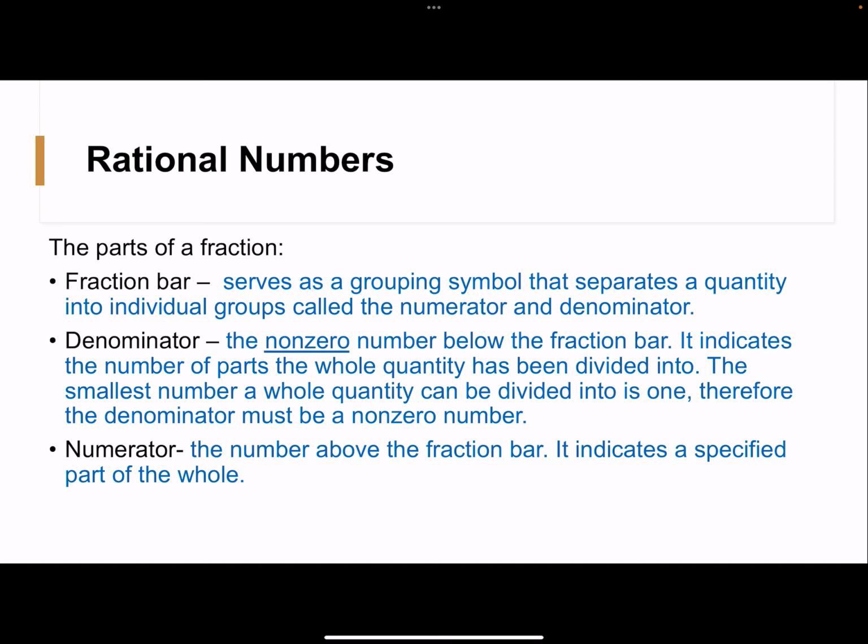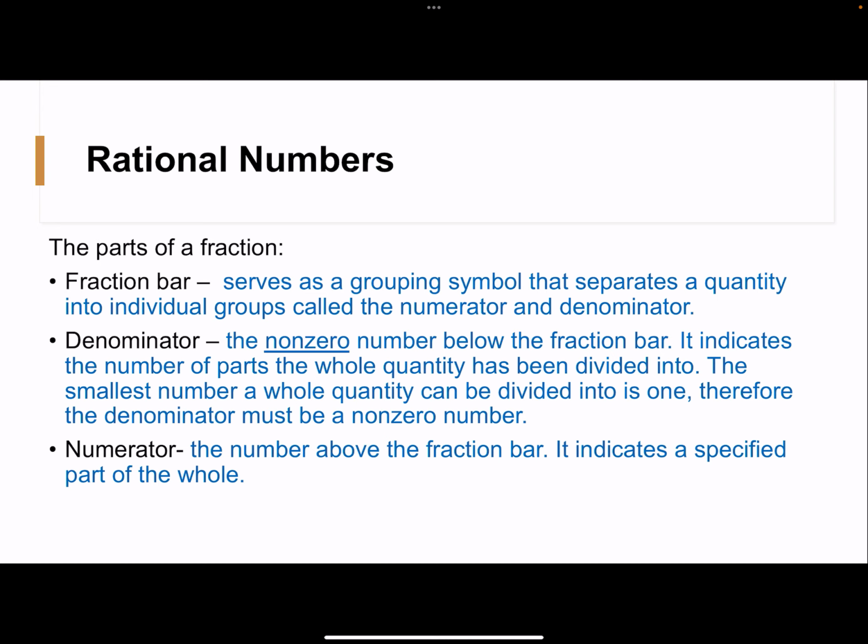The smallest number that we can divide a whole quantity by is 1. If you'll notice, the smallest number that you've seen on that first graphic was 1/6. So it's very important that we emphasize that the denominator cannot be 0. It has to be a non-zero number.